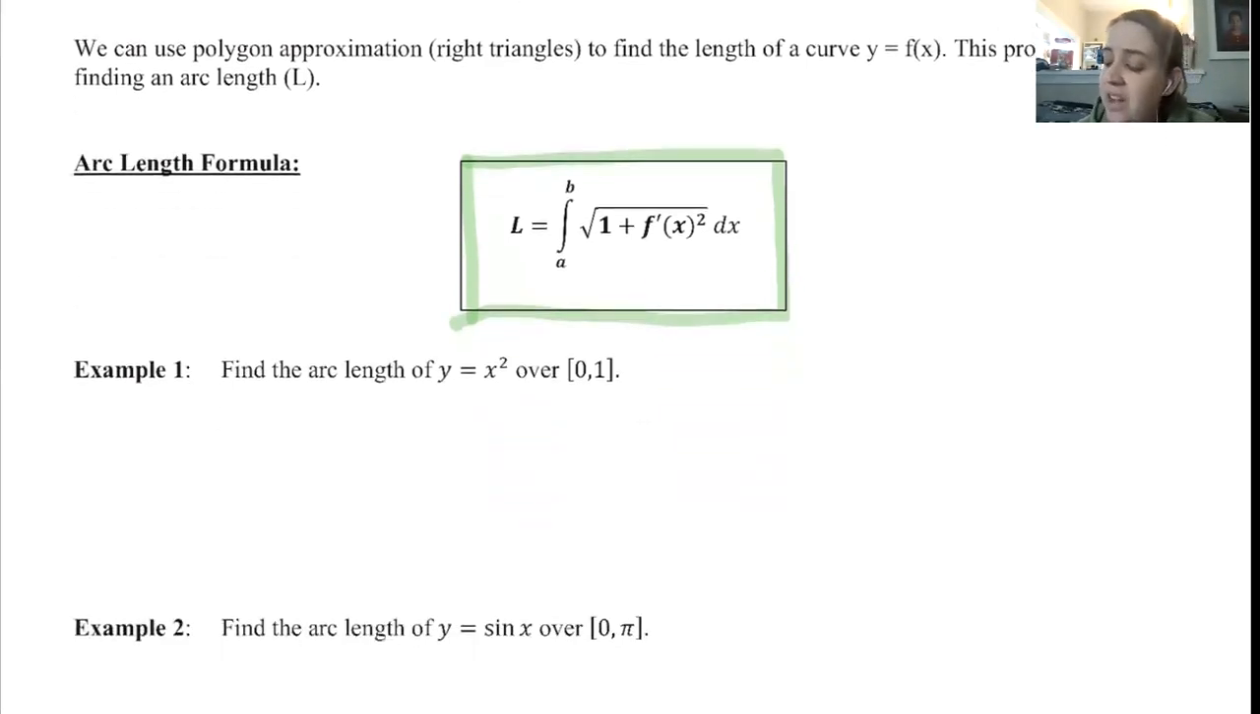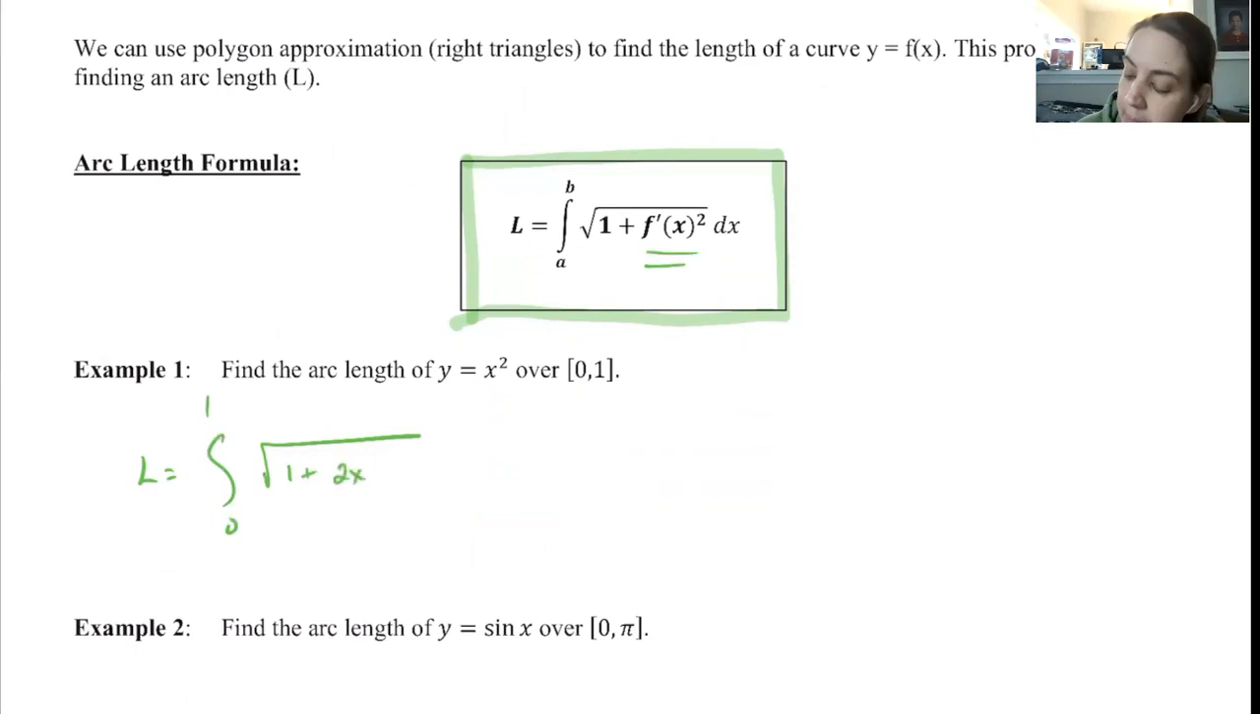So example 1, find the arc length of y equals x squared over the interval from 0 to 1. So put the pieces in. The length would go from a to b, which is 0 to 1, of the square root of 1 plus, now note this is the derivative squared. So the derivative of x squared is 2x, quantity squared dx. Now, I want to show you how to do this one by hand because it can be done. So I have 1 plus, actually this one can't be done by hand, I take it back. 1 plus 4x squared dx.